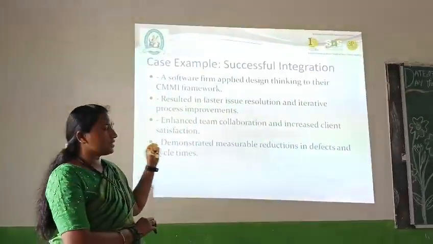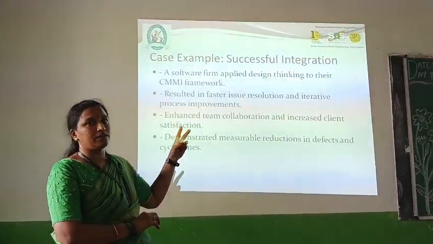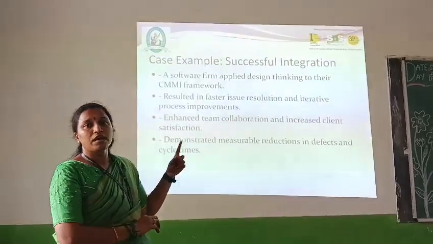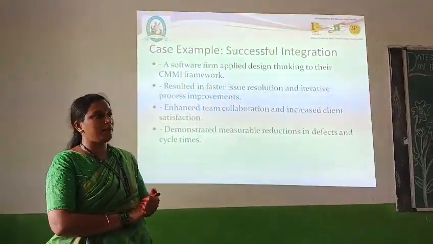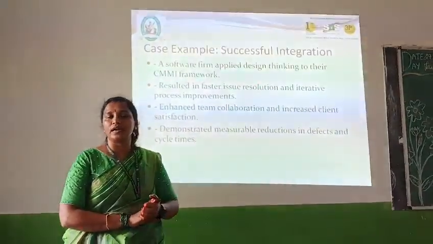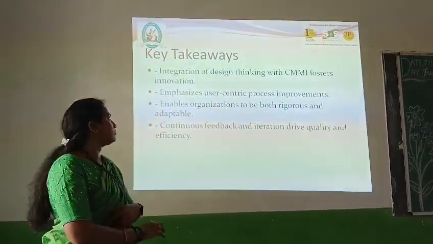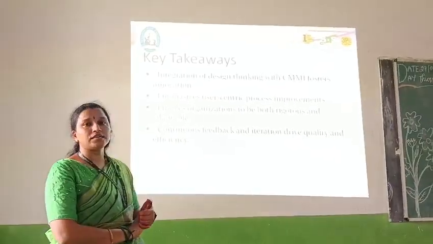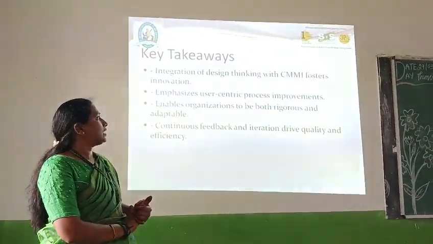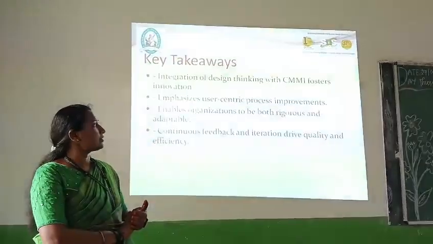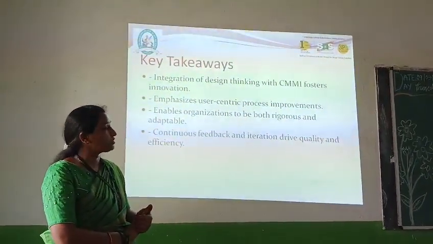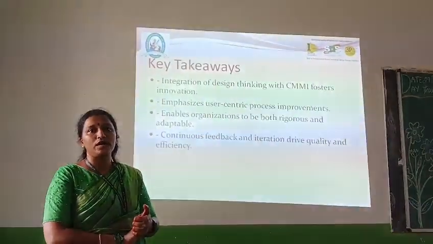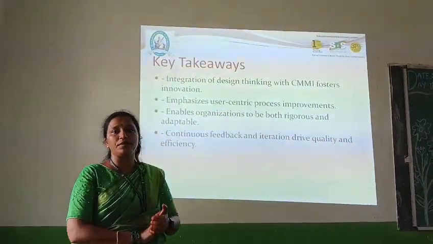And second point, the issues: framing and iteration should be done, addressing and improving the process for that section. And collaboration and increased feedback will be helpful. And the last one, detect the defects and the problems. And keep thinking of forecasting CMMI and improving the user-centric process. And the third one, rigorous and adaptable will be there for the organization. And the last one, drive quality and process efficiency will be there.